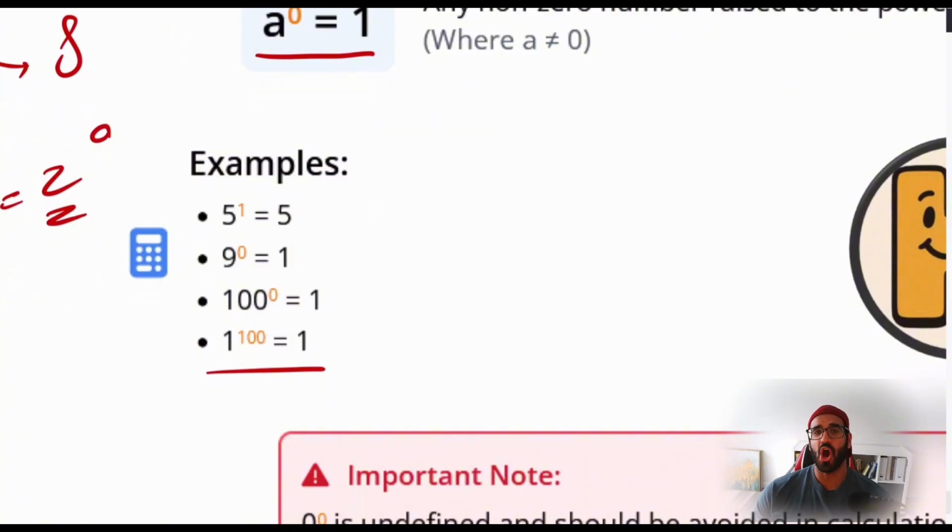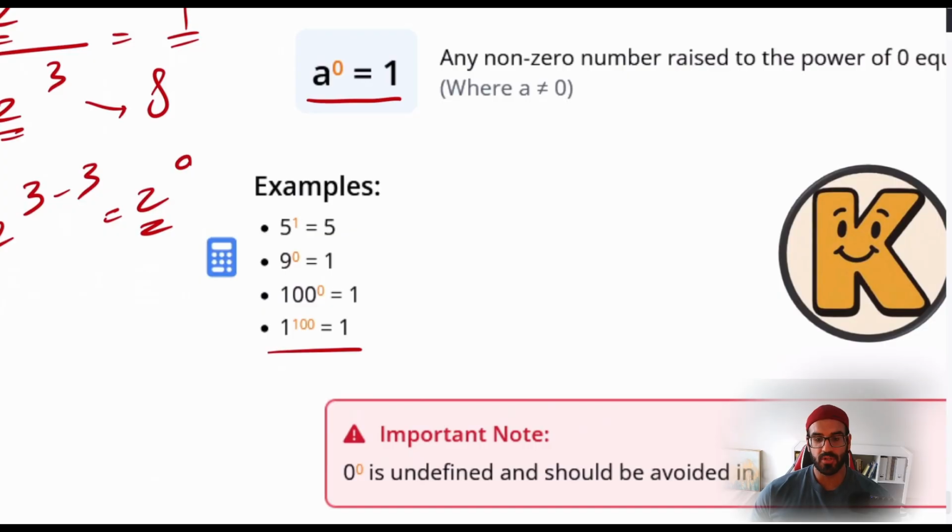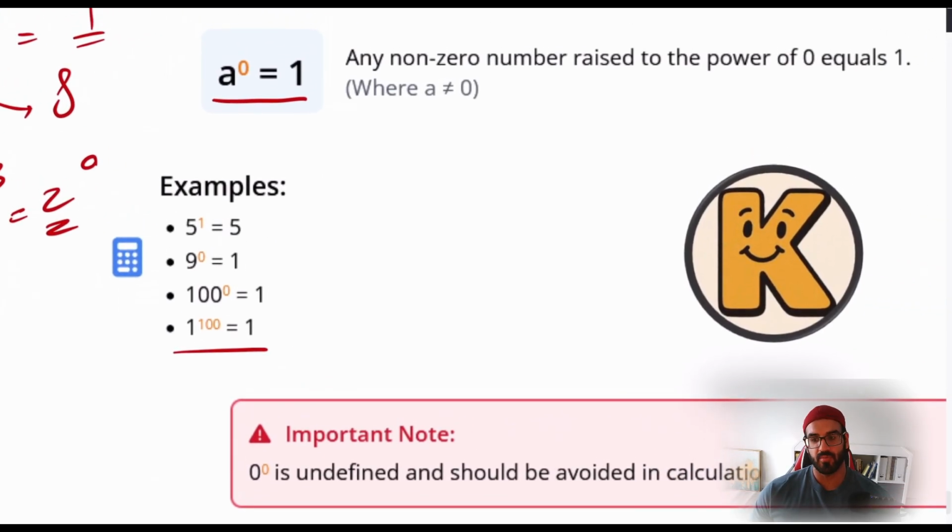What does it mean, 1 multiplied by itself 100 times? You have 1, multiplied by 1, multiplied by 1, multiplied by 1, and keep going until 100 times. It's still 1, right? It doesn't matter how many times you multiply 1 by itself. It's just 1.